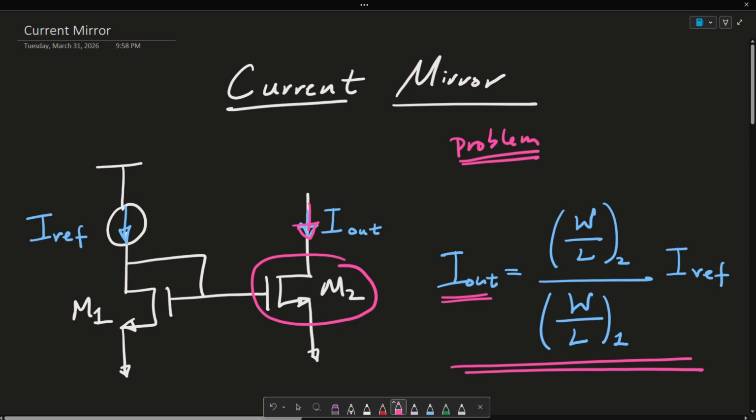And the equation says that I out is equated to the width over the length of my M2 transistor divided by the width over the length of my M1 transistor times this I reference. And we'll also dive more into what I reference is relating to.